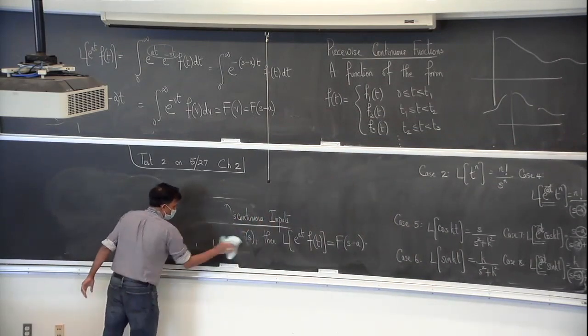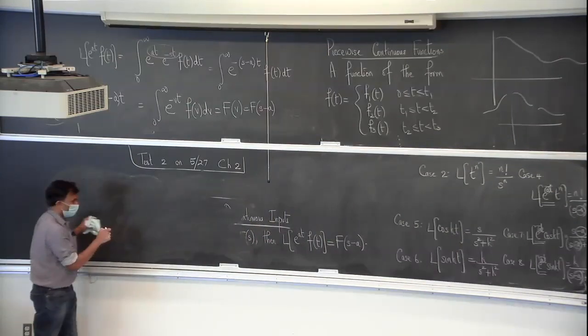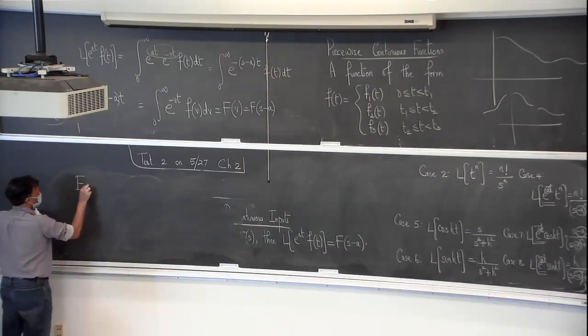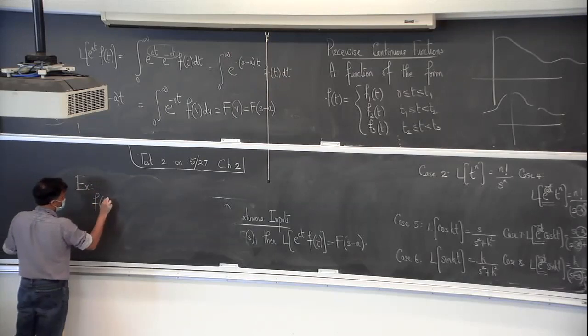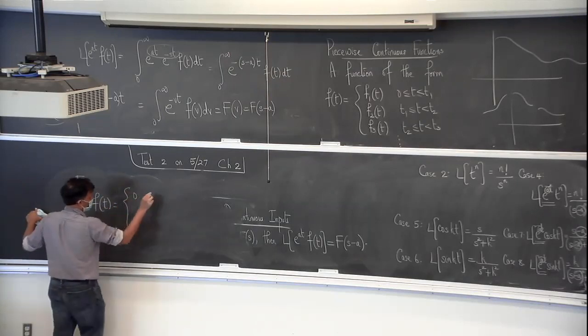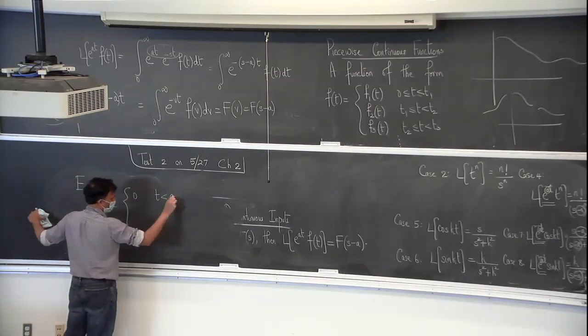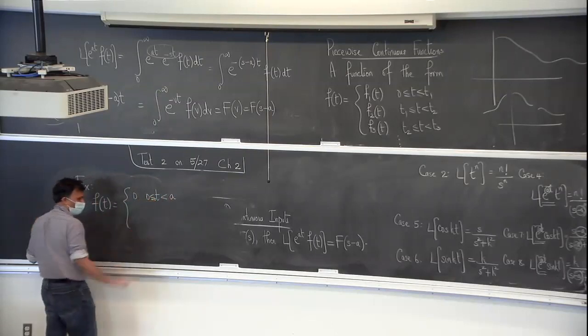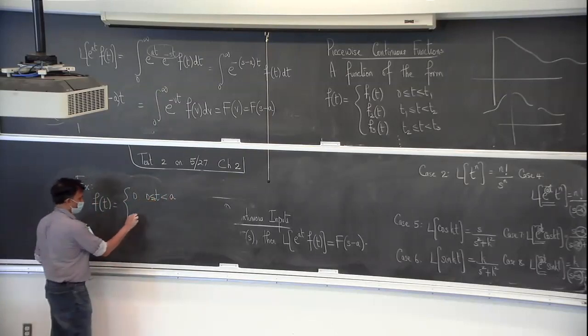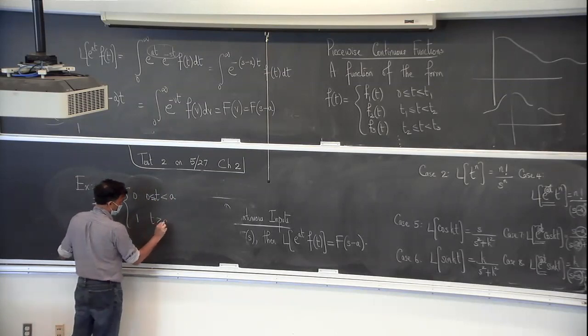The most common example, or the most famous example for this, would be the following. f of t equal to 0 for t less than a. Again, it starts from 0, so 0 less than or equal to t less than a, and it's equal to 1 for t greater than or equal to a.